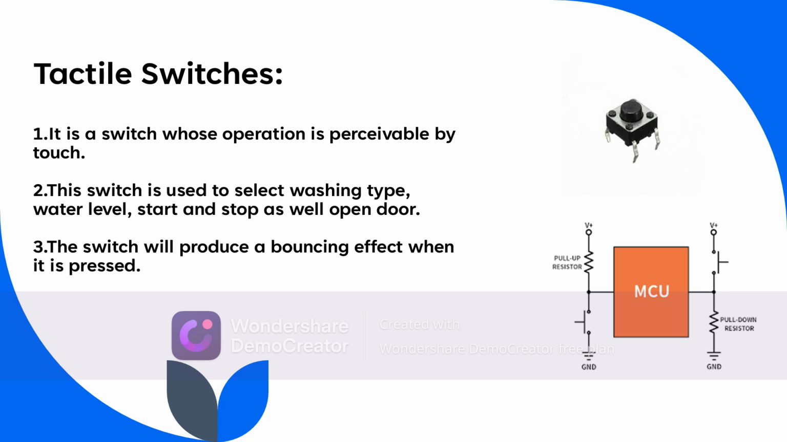And on the second side we have a pull-down resistor. Here the current will flow from the microcontroller to ground, and in order to avoid the short circuit we have connected a resistor here also. So when the switch is open, it will be pulled down, and it is called a pull-down resistor.